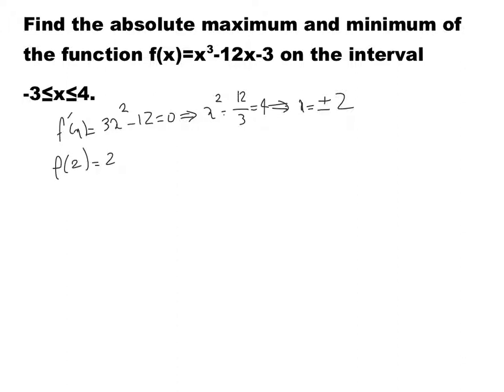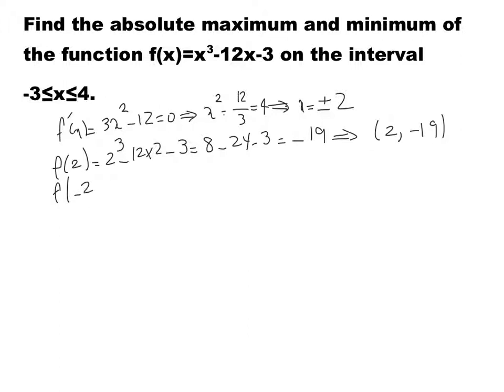F of 2 is 2 exponent 3 minus 12 times 2 minus 3, which is going to give us 8 minus 24 minus 3. 8 minus 3 is 5. 5 minus 24 is equal to negative 19. So this point is 2 and negative 19. Then we have to find f of negative 2. F of negative 2 is going to become 13. So this point is negative 2 and 13.